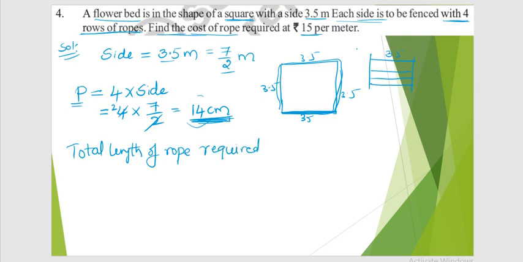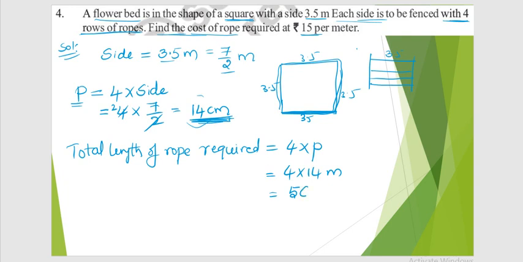So total length of rope required is equal to 4 times the perimeter. So which gives me 4 into 14 meters. So what is the value of 14 fours? 14 fours are 56 meters.